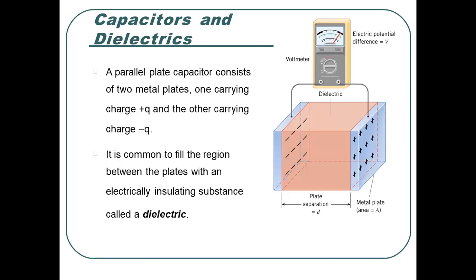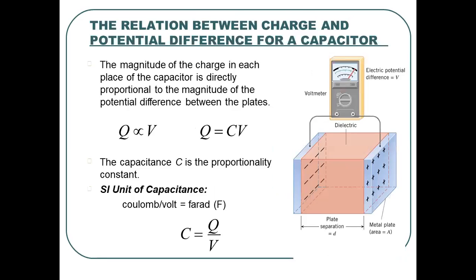Okay, we have your capacitors in dielectrics. A parallel plate capacitor consists of two metal plates, one carrying charge positive Q and the other carrying charge negative Q. It is common to fill the region between the plates with an electrically insulating substance called a dielectric. Okay. So we have the following.